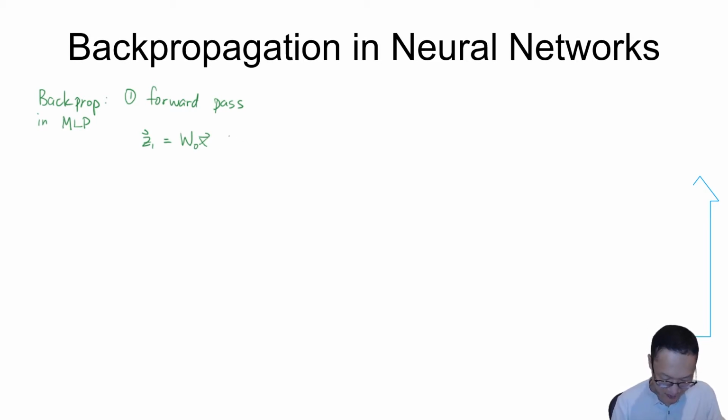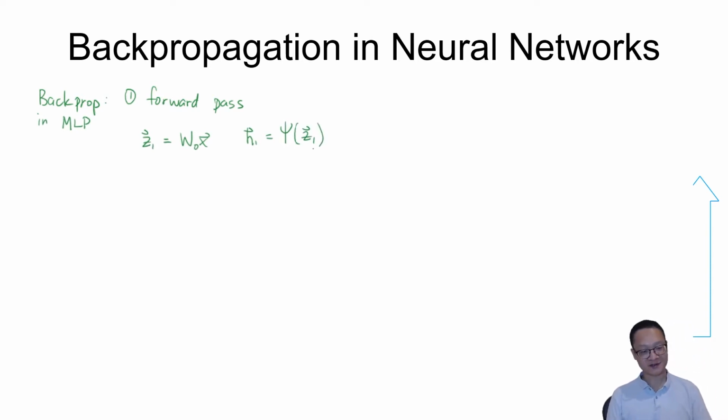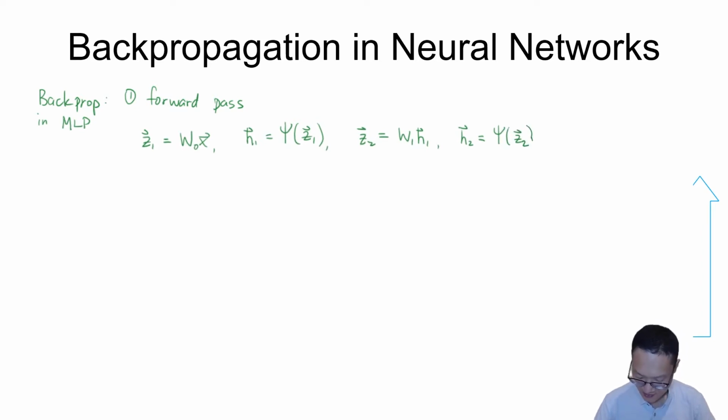And then after we multiply by W0, we get the pre-activation, the first pre-activation, Z1. And then we're going to apply the function psi to get the post-activations, or the hidden layer, H1. Okay, so this keeps going. The next one would be Z2 equals W1 H1, just trying to be very careful with indices. And once we have Z2, the next pre-activation, we apply the psi function again to get the next hidden layer. So H2 equals psi of Z2, and so on.